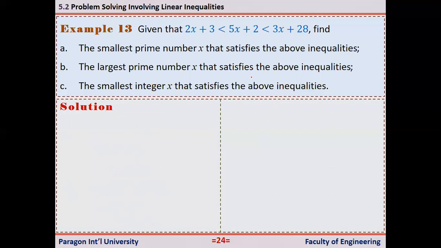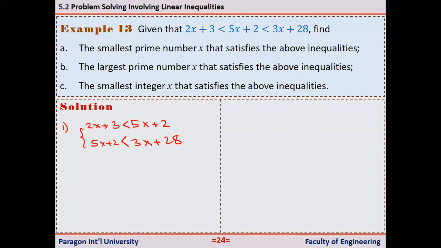To answer these questions, first we have to solve these inequalities. And now we have just learned actually how to solve these inequalities. First we have to transform this into the standard form. That is, first step here we have 2x plus 3 is less than 5x plus 2. And 5x plus 2 is less than 3x plus 28. The first step, we have to solve these inequalities, right?